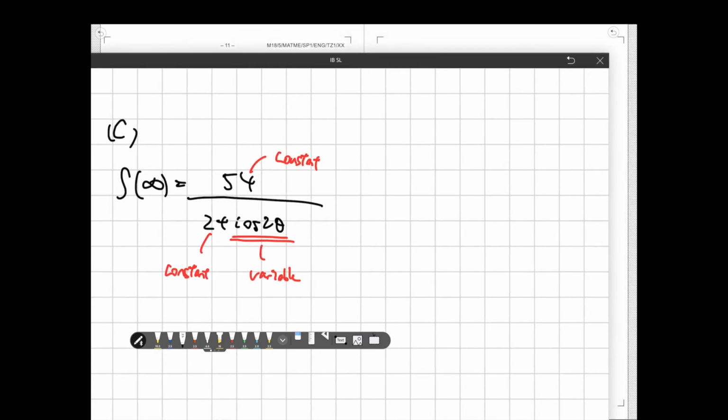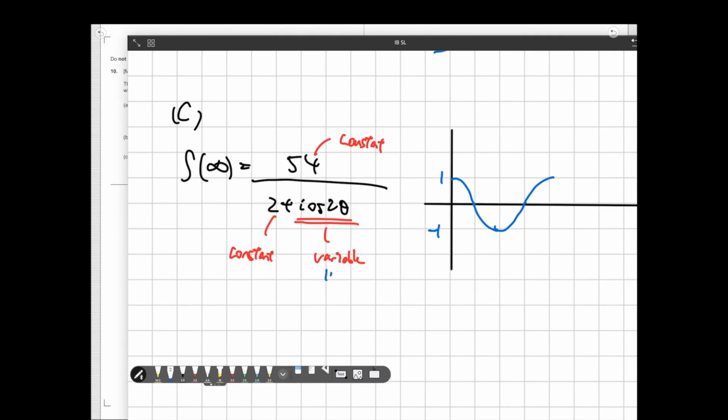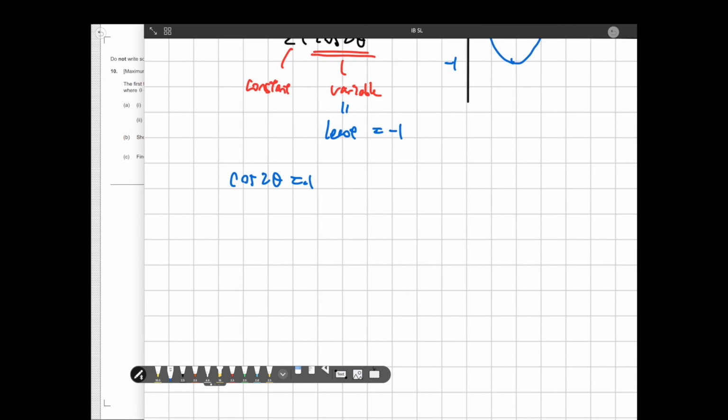And how can it vary? Because we know the cosine curve can vary from 1 to negative 1. So for the greatest value of the sum, the cosine term has to be the least value. So it has to be equal to negative 1. So now we have cosine 2 theta equal to negative 1.